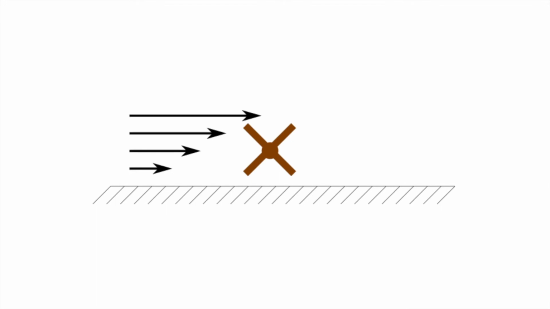If we take that wind and we put like a paddle wheel in it, you can see that the force is not going to be applied equally. What's going to happen to this? Is it going to spin clockwise or counterclockwise?